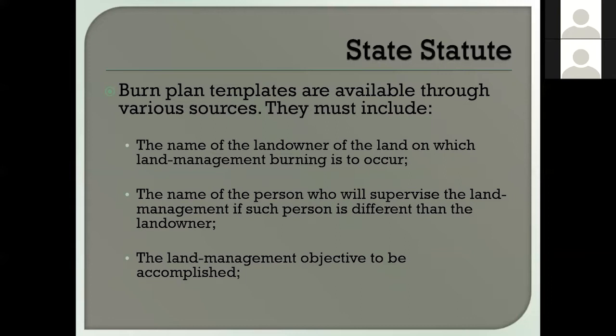But these burn plan templates must have a certain number of things on them in order to comply with the state statute. Here are some of them, or all of them. The name of the landowner, the land where the burn occurs, the name of the person that's going to supervise the land management if it's different than the landowner, and the land management objective to be accomplished. So those things are super easy, right? In our template, we're just basically going to plug and play those in.